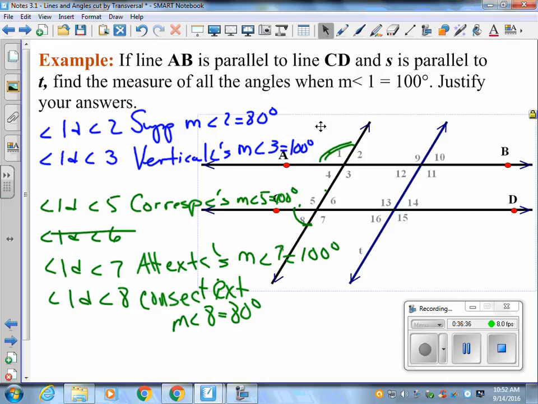Now, we can save a little bit of time and not have to write all those down, but does everybody see what I'm talking about? Once I get this one's 100, I could go, well, 9 and 10 are supplementary, so that's 80. 9 and 11 are vertical. 9 and 12 are supplementary, and I could go around and do it again. All right.